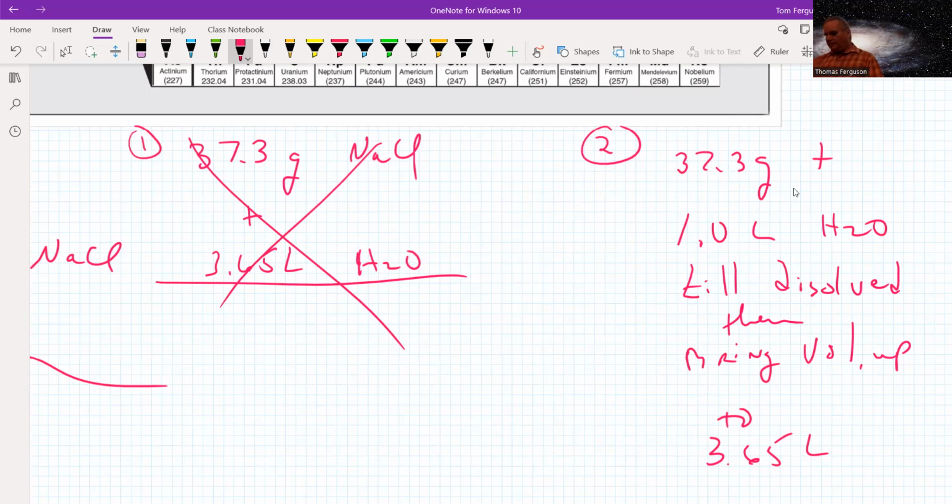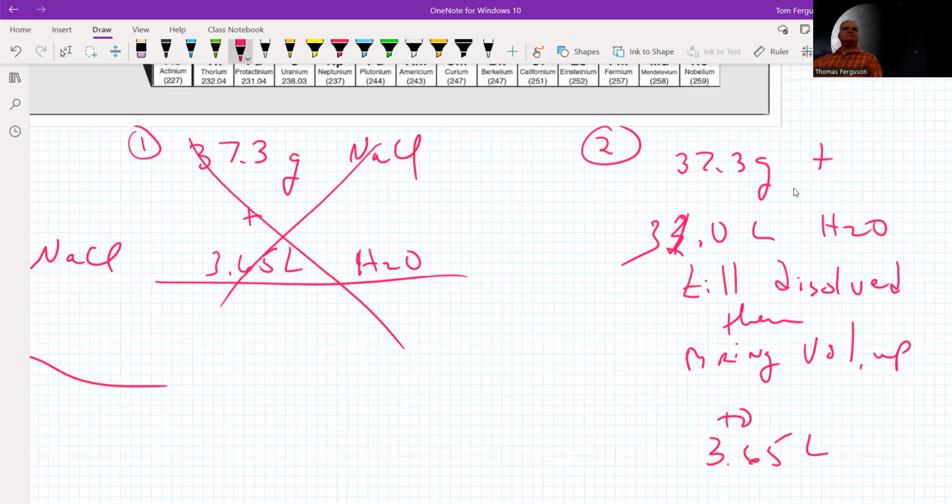Okay, so we throw in the 37.3 grams of salt and any volume at all, as long as it's less than what you end up with. We could have said 2 liters. We could have said 3 liters, as long as it's not 365, something less than total volume. Totally doesn't matter. If you want to throw in 1 liter all the time to simplify your life, do it. But it doesn't really matter. As long as it's less than the total volume and you get it totally dissolved, so it becomes homogeneous. Every little bit of salt is totally dissolved into solution. Then bring your volume up to 365. Okay.